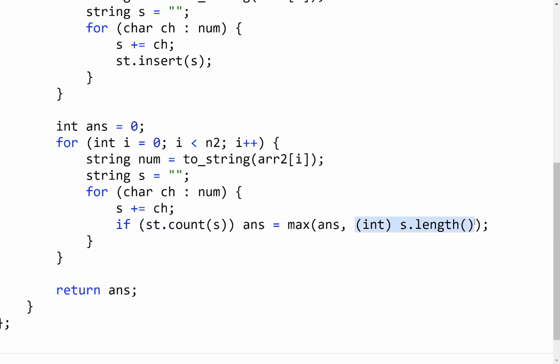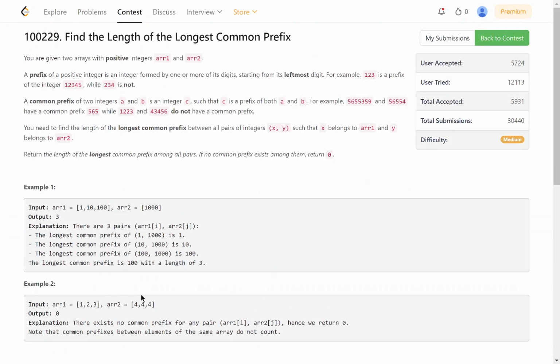You can try this out. Once you get the error, it would be better for you, so that you will remember this thing forever. So that's what we can do. I'm storing the maximum of the current answer and the length of the string into answer, and then at last I'm returning the answer. So I hope that this problem is also clear.